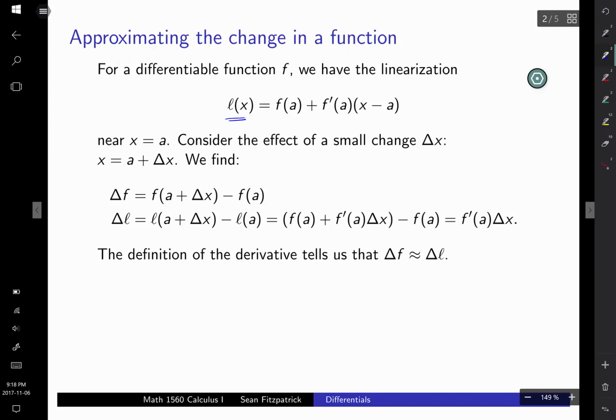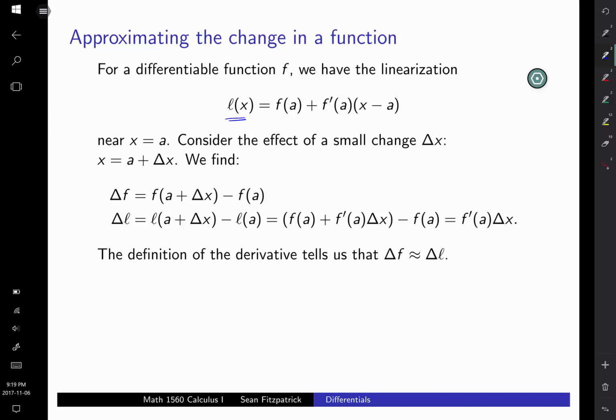If you were to graph this thing, you get a straight line. That line that you get is the tangent to the curve y equals f of x when x equals a. And so we talked about how this linear approximation, as long as you don't go too far away from this point a, gives you a good approximation to the original function.